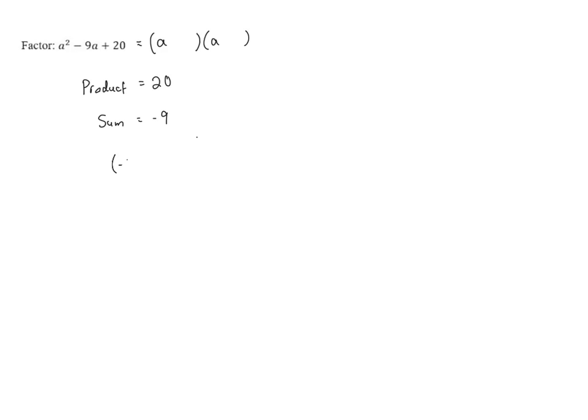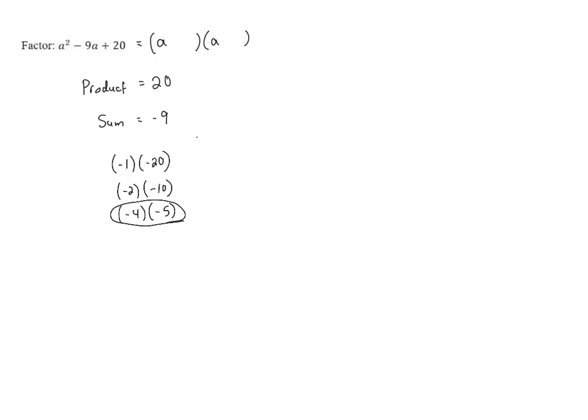It's going to be -1 times -20, or -2 times -10. It's not divisible by -3, but it is divisible by -4. We've got -4 times -5. And you may have noticed that if we look at these numbers, their sum is -9. -4 plus -5 is -9.